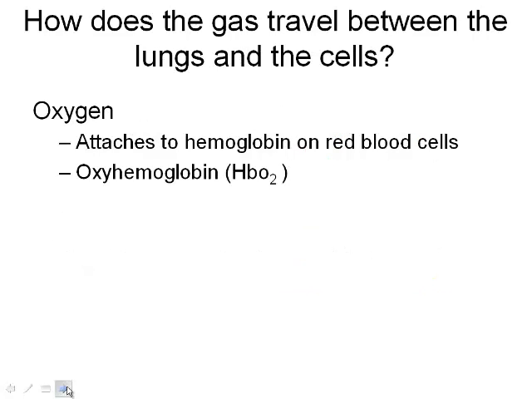And then here's the big picture idea. How does the gas actually travel between the lungs and the cell? We just said that it diffused from the lungs into the blood and then from the blood into the cells, but what gets it from the actual lungs to the cells? Well, it's in the blood like we mentioned. So let's just look at each gas individually. So oxygen, in order to transport it, it attaches to hemoglobin on the red blood cells. And once that oxygen's attached to hemoglobin, we call that hemoglobin oxyhemoglobin.